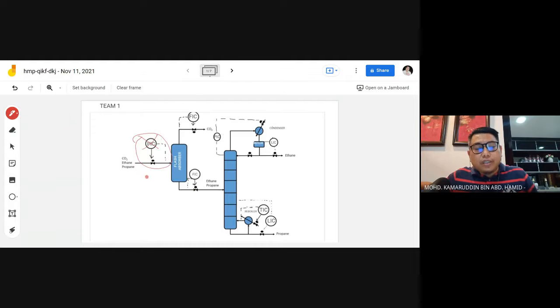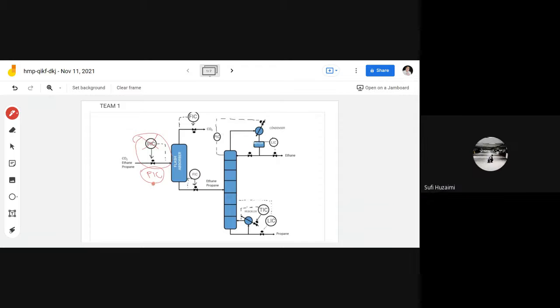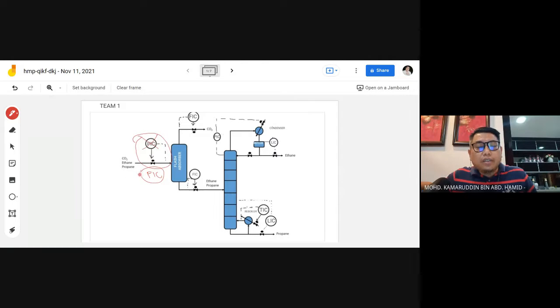So usually at the feed stream, what we can use is flow rate. You control the flow rate into the vessel in order to maintain the capacity of your production, but not the pressure. Okay, all right. So that should be the first one.